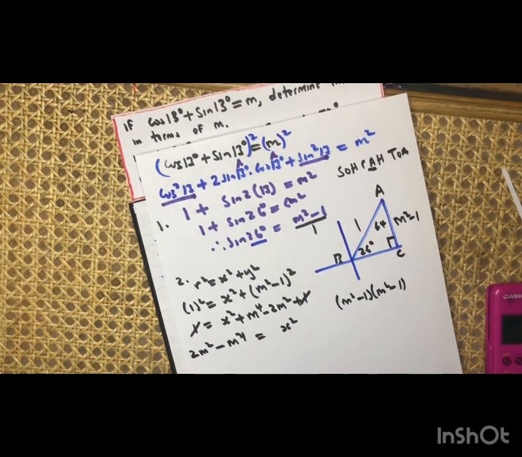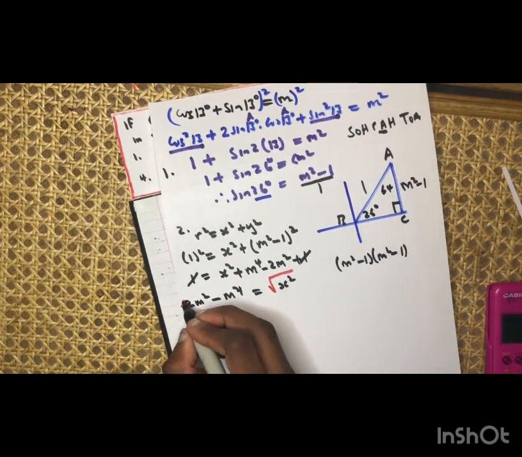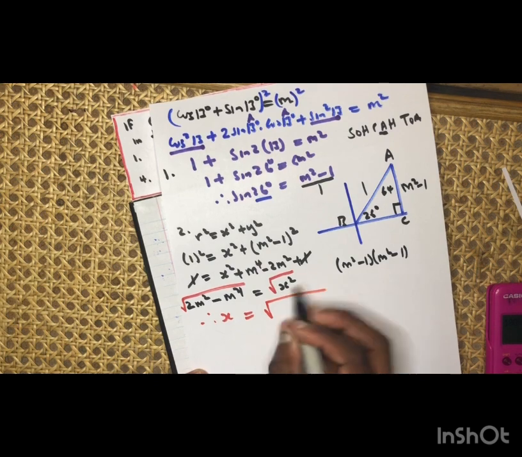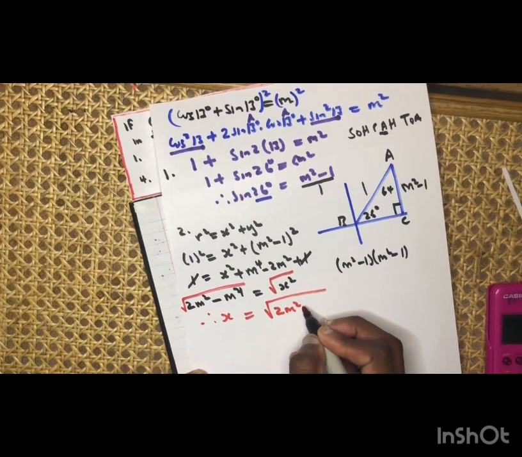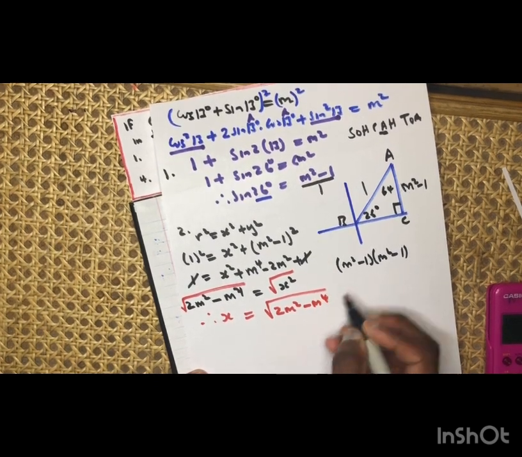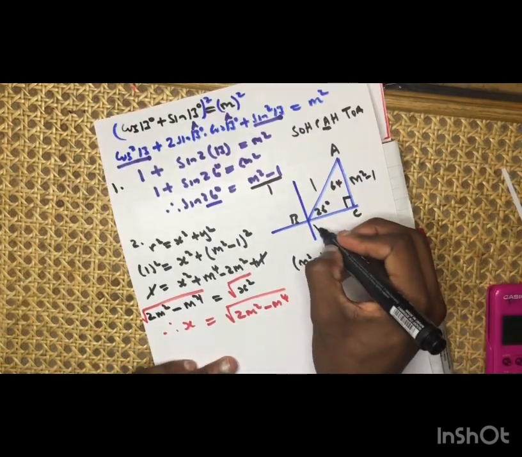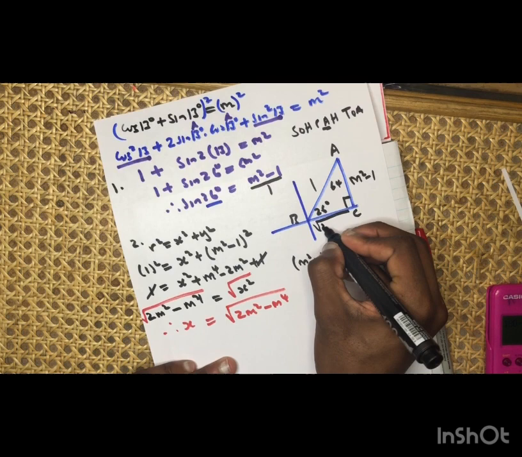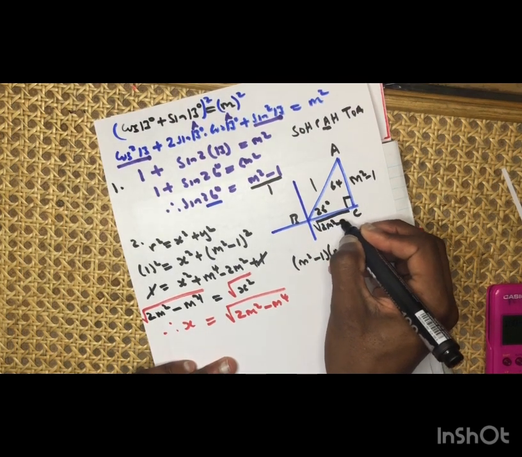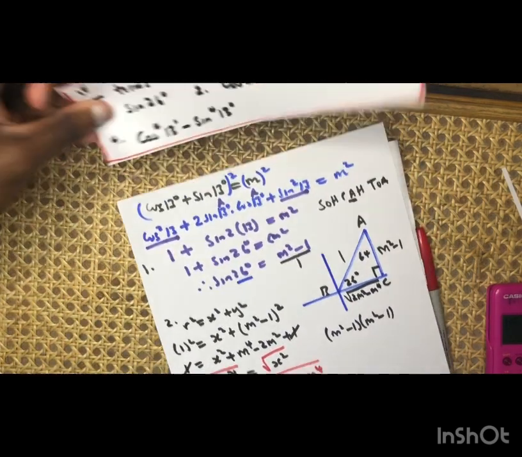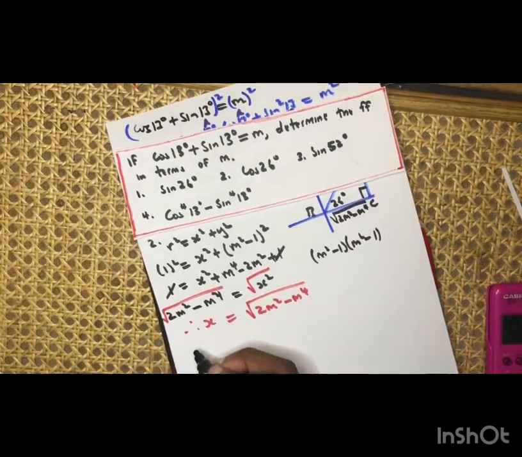Then it's simple now. We just introduce the square root on both sides. So which means your x is going to be square root of 2m squared minus m to the power 4. So here, guys, we have 2m squared minus m to the power 4. Now we can answer cos 26.